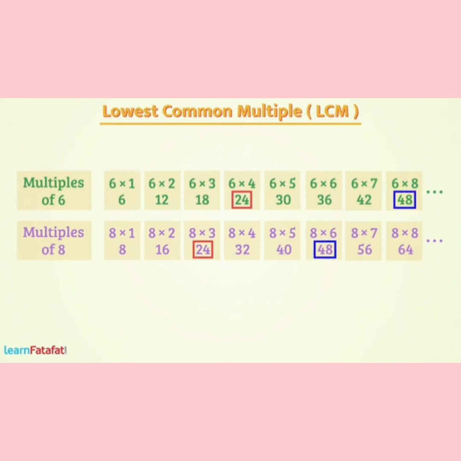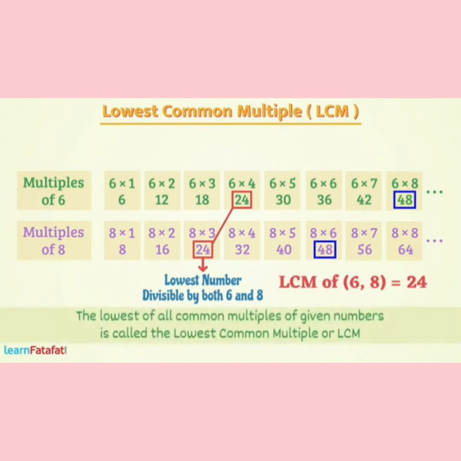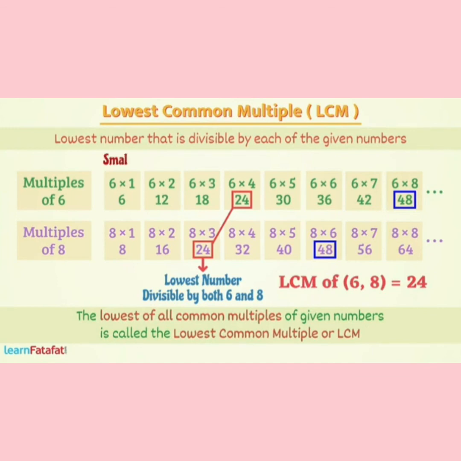That is, these are divisible by both 6 and 8. Of these multiples, 24 is the lowest number which is divisible by both 6 and 8. So, 24 is the LCM of given numbers. We can also say that the lowest of all common multiples of given numbers is called the lowest common multiple or LCM. Or it is also defined as the lowest number that is divisible by each of the given numbers. It is also called smallest common multiple or least common multiple.